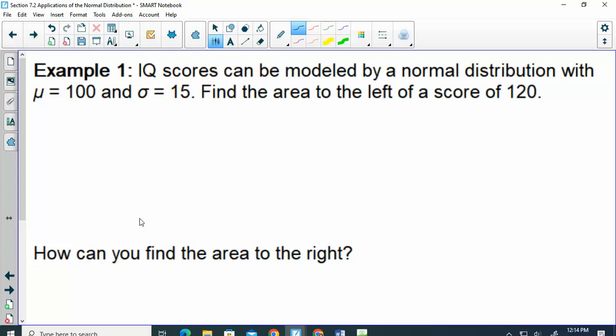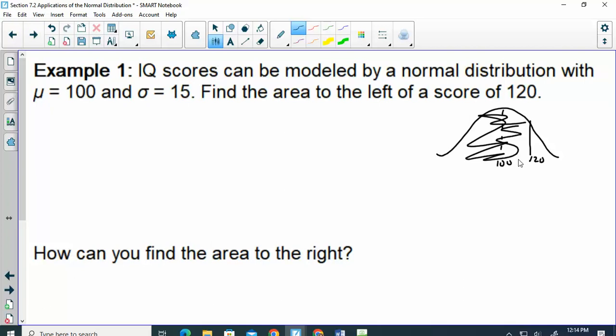So I am just going to do one example, and then we're going to stop for today. Okay? IQ scores can be modeled by a normal distribution with a mean of 100, standard deviation of 15. Find the area to the left of a score of 120. All right, so I know it's a normal distribution. The mean is 100. I want the probability or the area to the left of 120. So I have to find all of this.